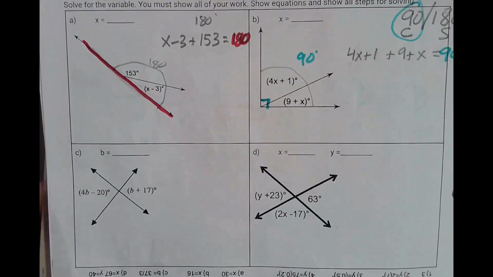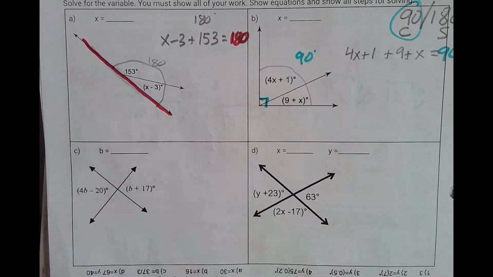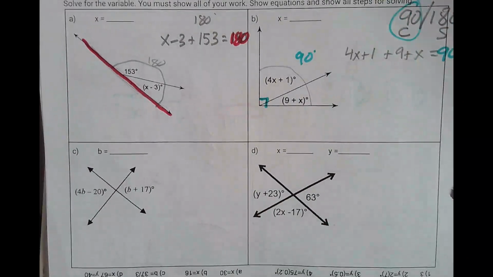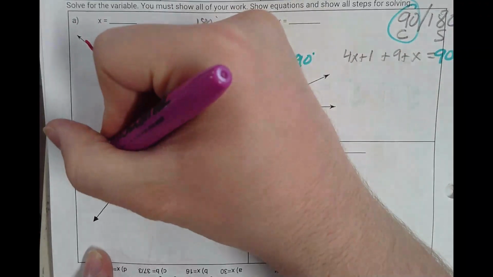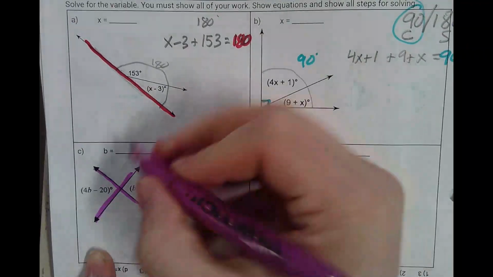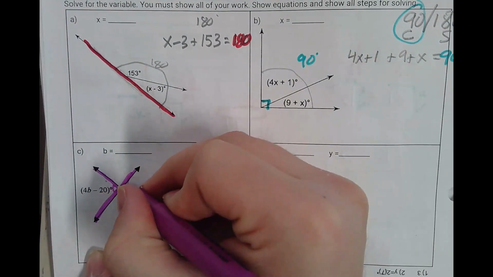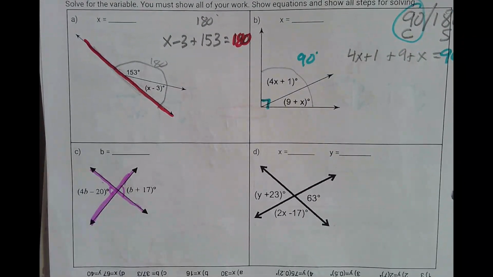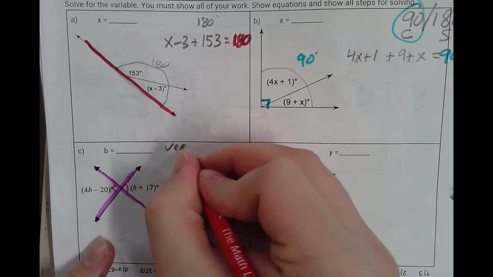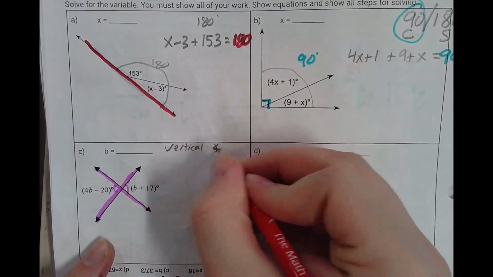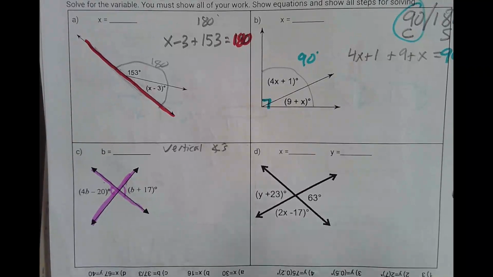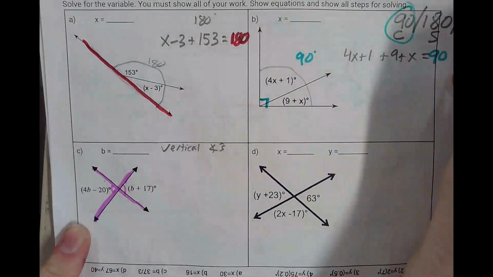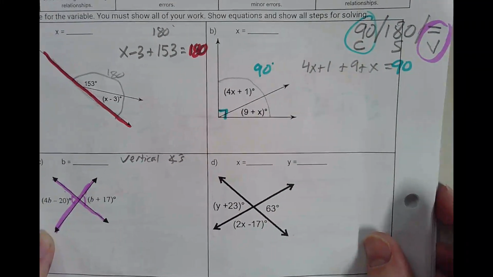For the next one over here, given the shape of the letter X, we have that they're across from each other. If they're across from each other, we know these things are called vertical angles. And vertical angles are equal.